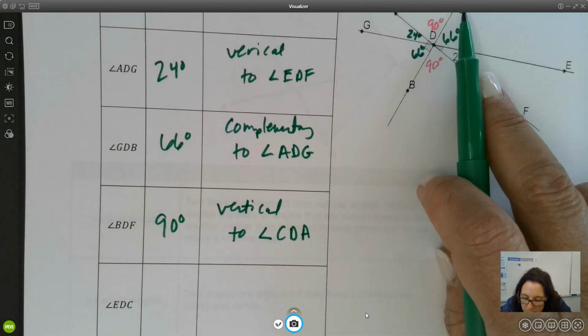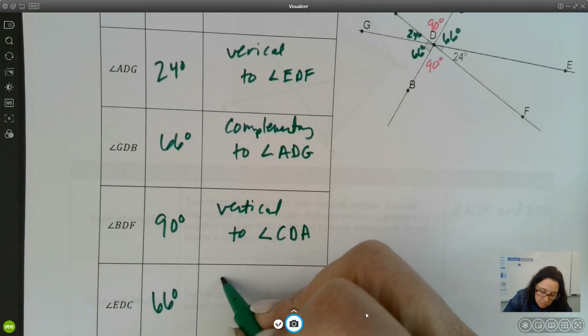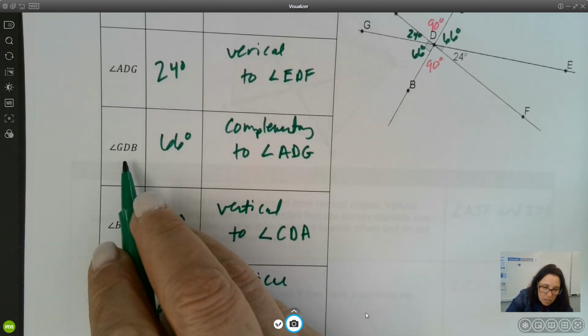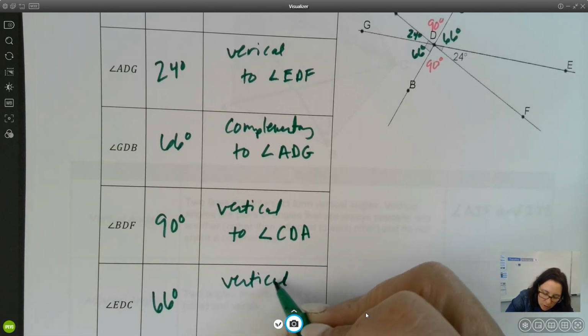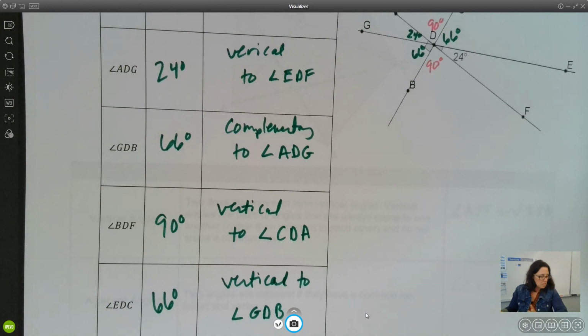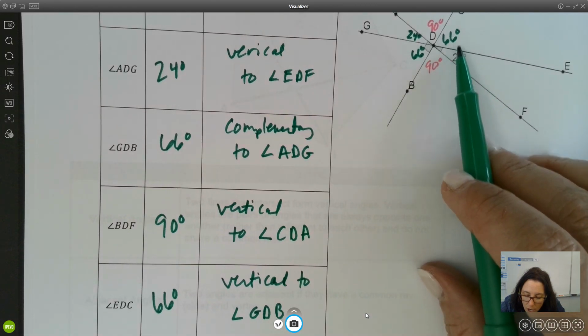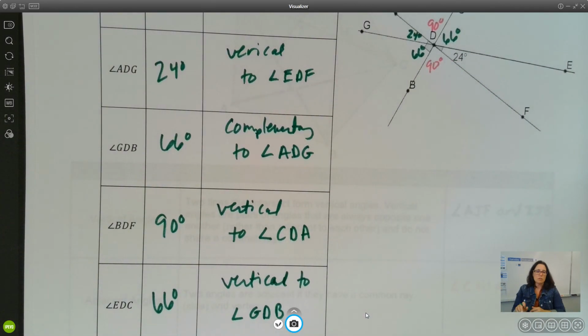EDC is 66 degrees. Okay, there are lots of ways you can say that. Okay, you can say it is vertical to GDB, since we've already talked about GDB up here. Vertical to angle GDB. That might be the easiest way. Okay, you could also say that it's complementary to EDF. It's up to you. Lots of ways to justify in these problems.